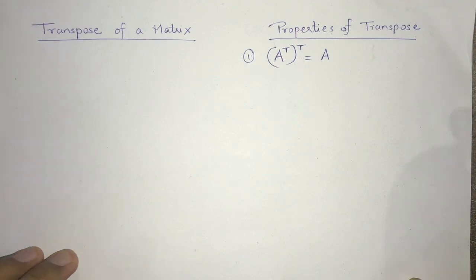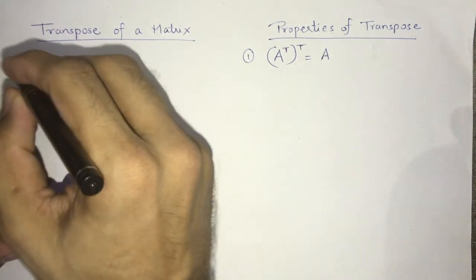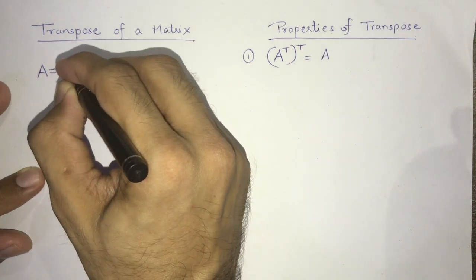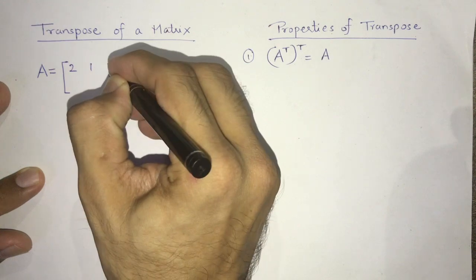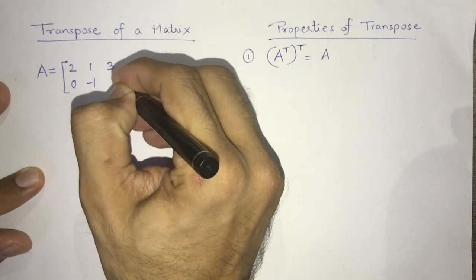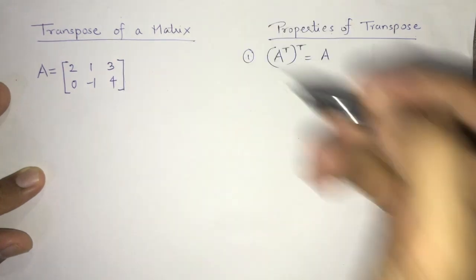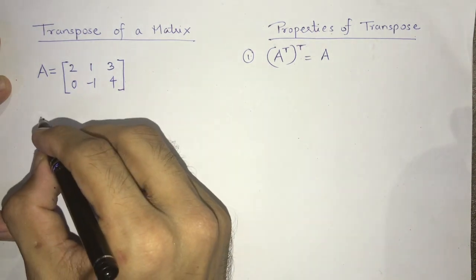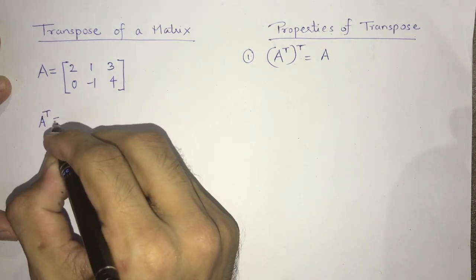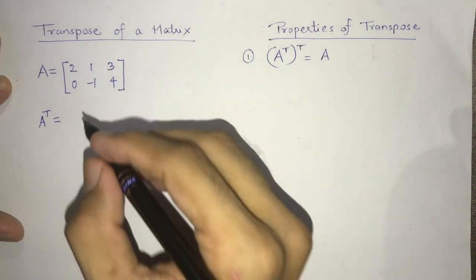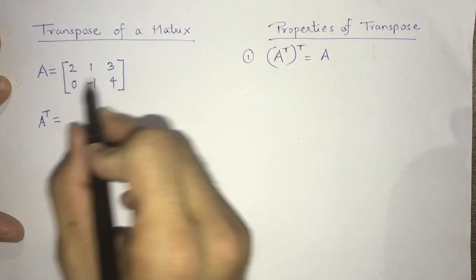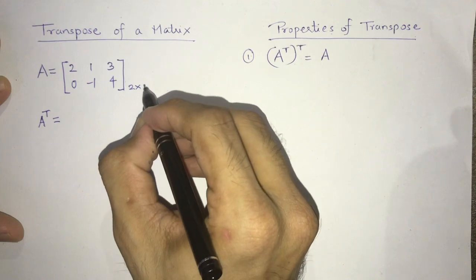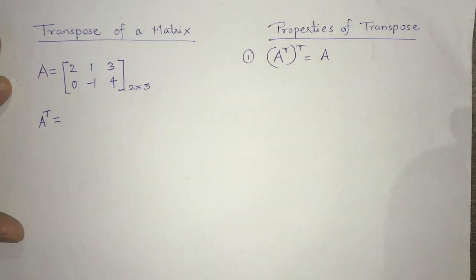Again, you already know what transpose is. If I take an example, if we take a matrix A, which is 2 1 3 0 minus 1 4, for example, that is matrix A. Then if anybody asks you what is A transpose, how many rows do we have? Horizontally we have 2 rows, and vertically we have 3 columns. We have 2 rows and 3 columns.